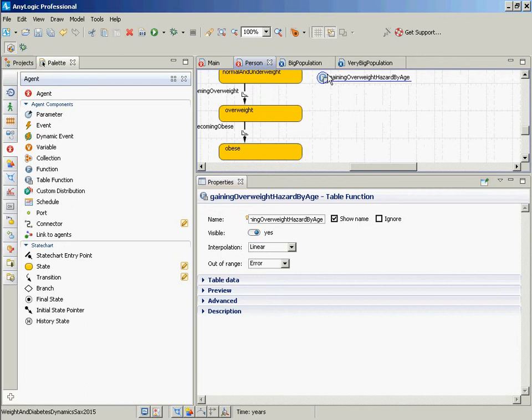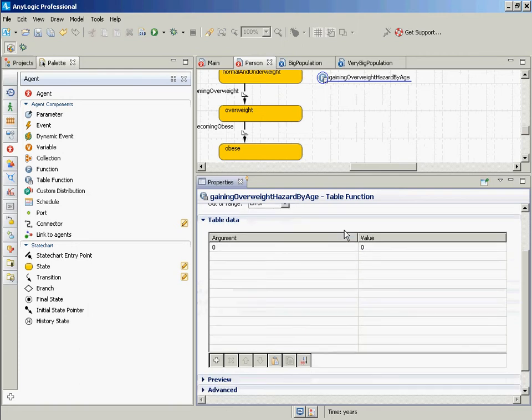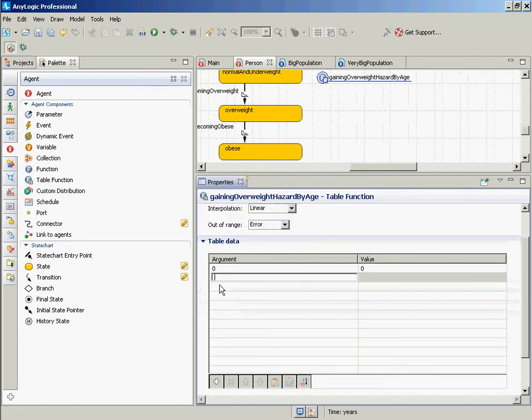Okay, gaining overweight by age. Let's go down here and let's open up table data. This allows us to specify for different ages what's the hazard rate for gaining overweight. What's the chance per year for gaining overweight? So, you know, age 0, give me a certain thing. Age 5, there's going to be some chance per year, perhaps, of gaining overweight.